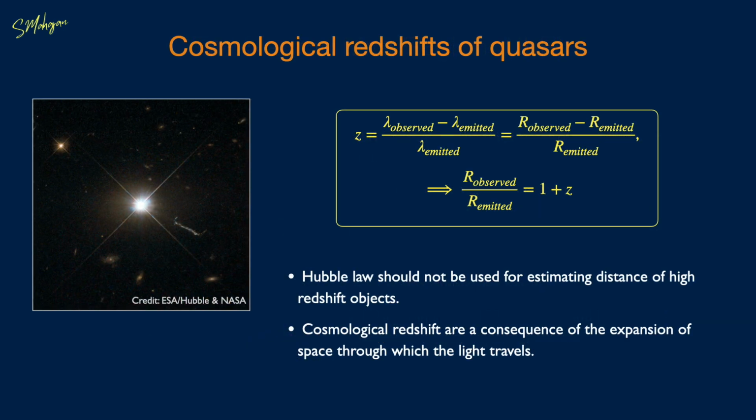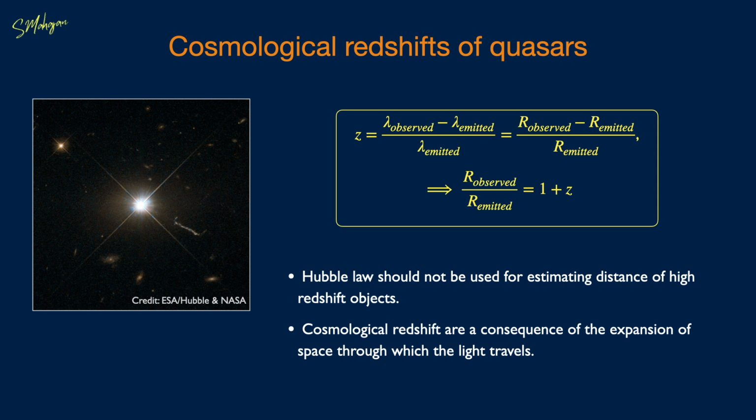Quasars are often found at very high redshifts. For instance, the Sloan Digital Sky Survey recorded more than 500 quasars above redshift 4. At such high redshifts, the Hubble law should not be used for estimating distances because the total elongation of the wavelength depends not just on the distance traveled by light, but also on how the expansion of space has changed over time. That is why usually redshifts are mentioned for high redshift objects such as quasars and not their distances.